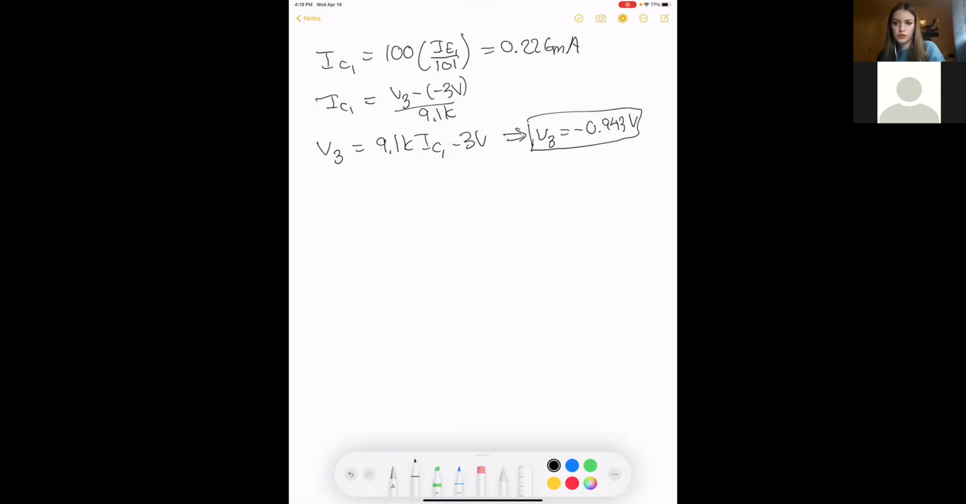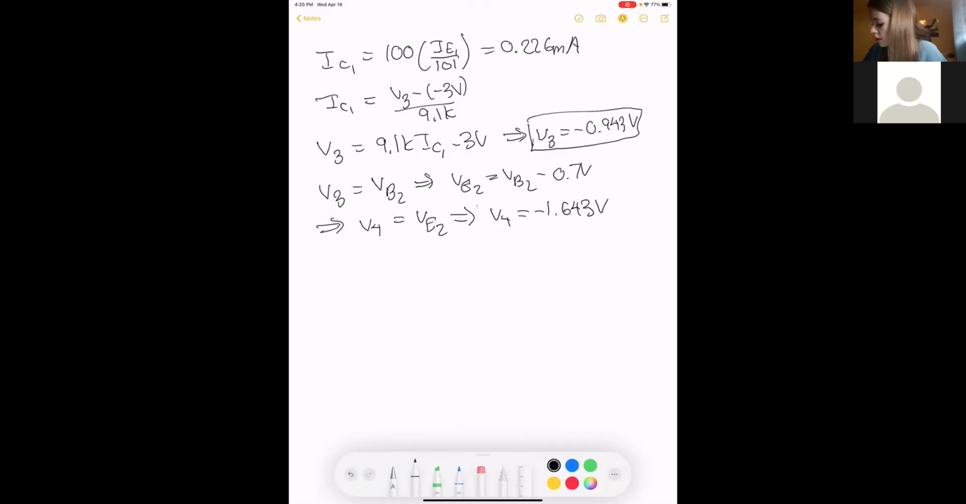Now we're going to move on to V4, which is the emitter of Q2. So again, we know that V3 is the same as VB2. And we know that VE2 is equal to VB2 minus 0.7 volts. So we get that V4, which is VE2. I'll write that out actually, so it's clear. V4 is negative 1.643 volts. Okay.